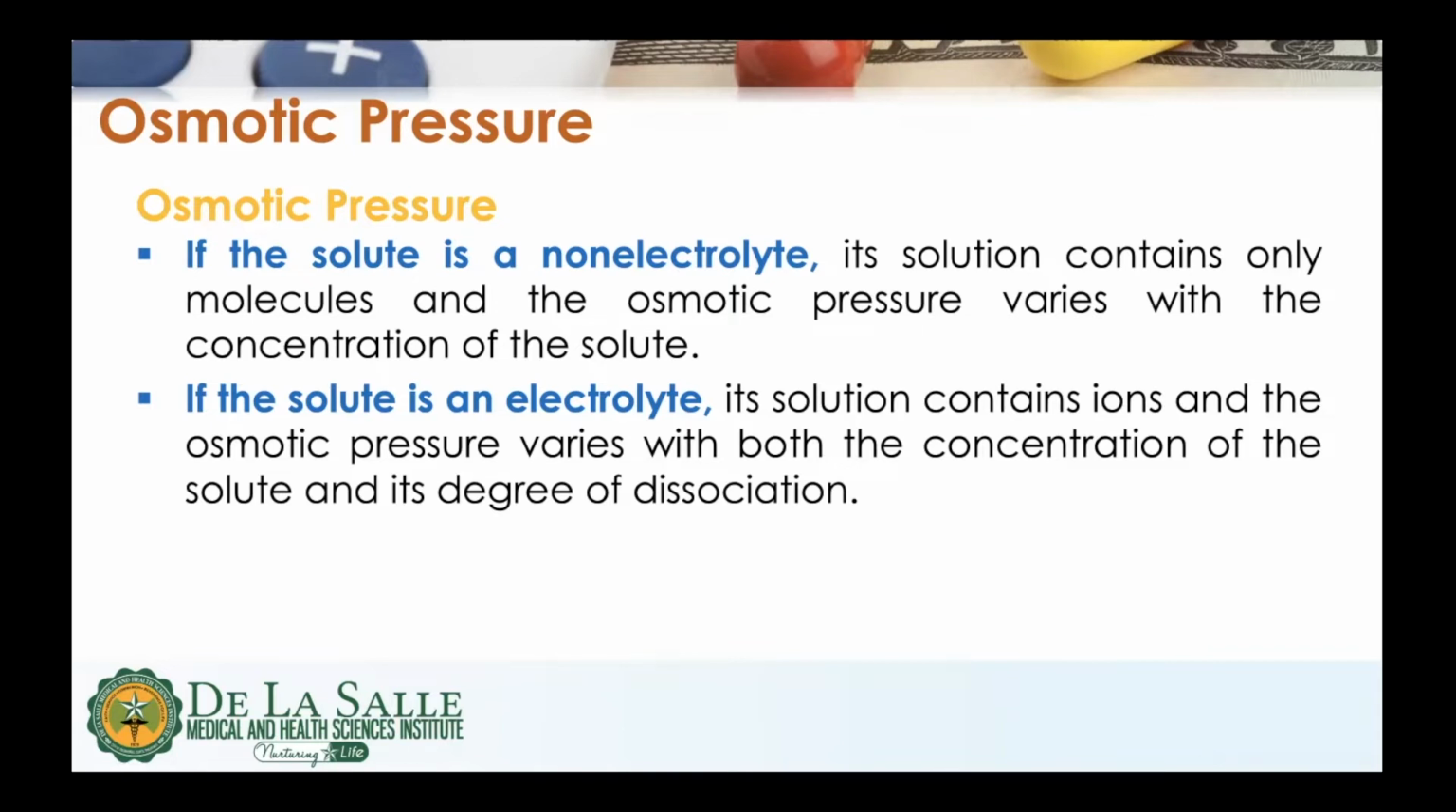On the other hand, non-electrolytes are substances that do not dissociate in solution, or when they do, their degree of dissociation is negligible. Many organic compounds, which are in their molecular form in solution, can be considered as non-electrolytes. Examples of this include glucose, sucrose, glycerol, urea, and even boric acid, an inorganic compound. If the solute is a non-electrolyte, its solution contains only molecules, and the osmotic pressure varies with the concentration of the solute. However, if the solute is an electrolyte, its solution contains ions, and the osmotic pressure varies with both the concentration of the solute and its degree of dissociation. You will see in the following slides how the degree of dissociation of electrolytes affects our determination of colligative properties of these solutions.